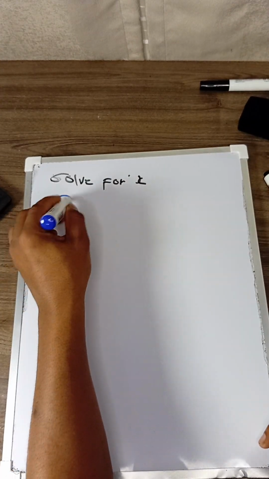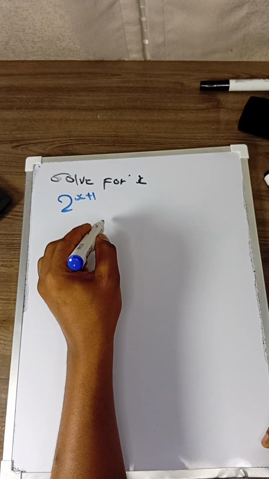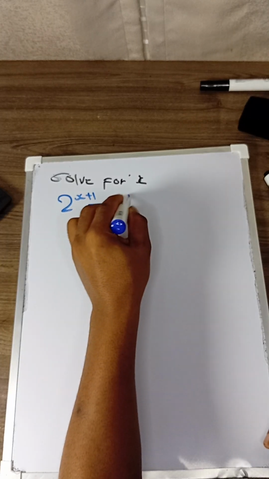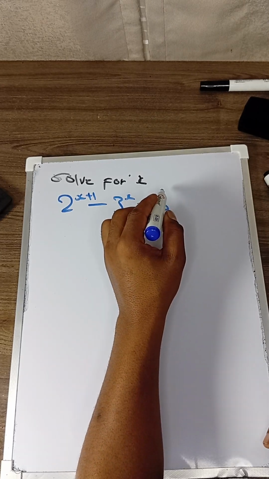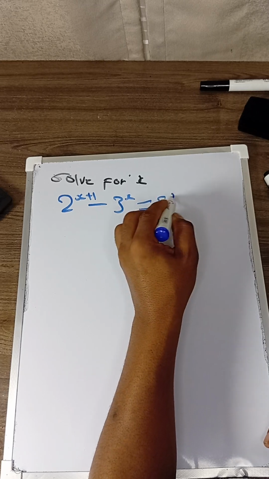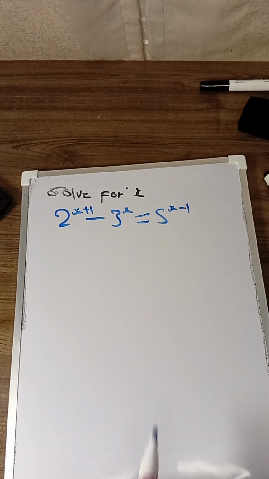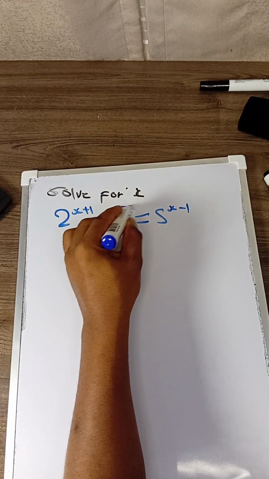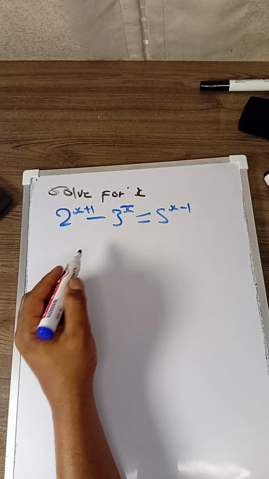We get into 2^(x+1) minus 3^x is equal to 5^(x-1). This is our formula or our equation. We need to solve for x.